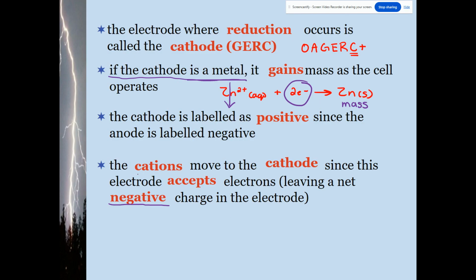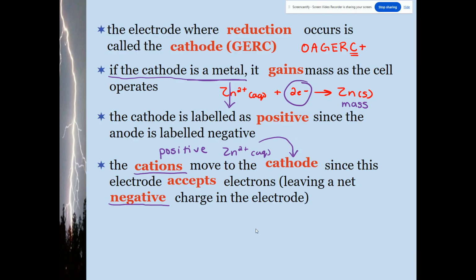So what that means is any cations in the solution, any positively charged ions, like, again, zinc ions, which are positively charged, they would be attracted to the cathode because the cathode, again, is starting to build up a net negative charge as it's building up those negative electrons, okay?